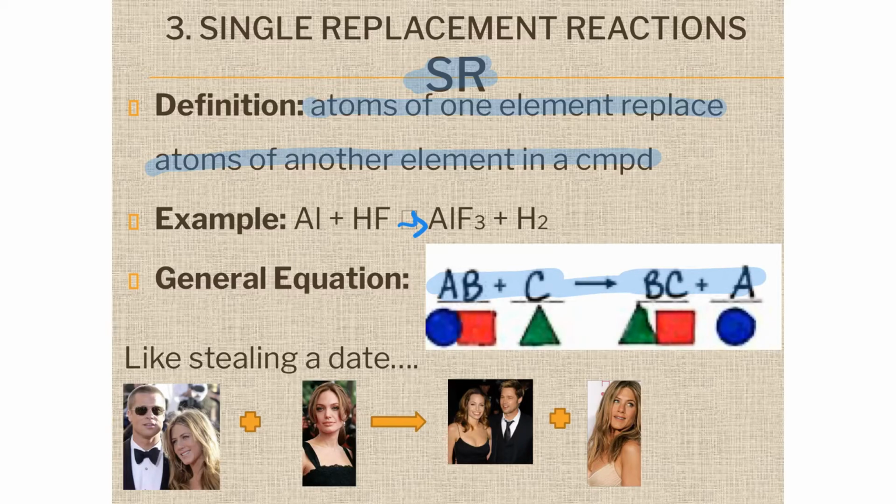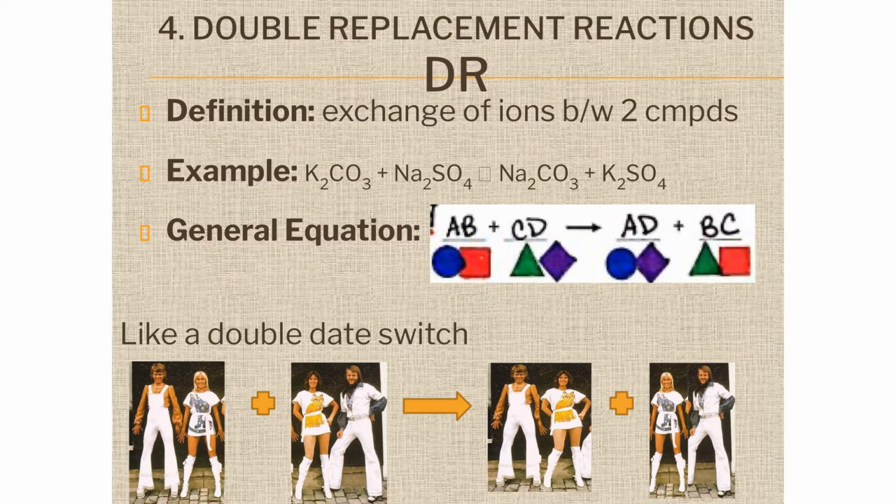So it's kind of like stealing a date. And this is totally an old school example because this couple isn't even together anymore. But it's like Brad and Jen, and then Angela comes in, replaces Jen, and so it's Brad and Angela, and Jen's off by herself.